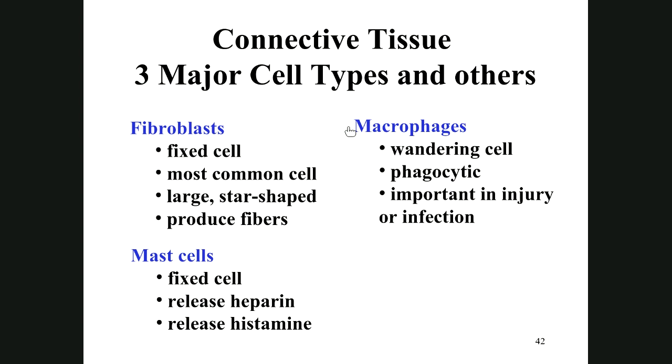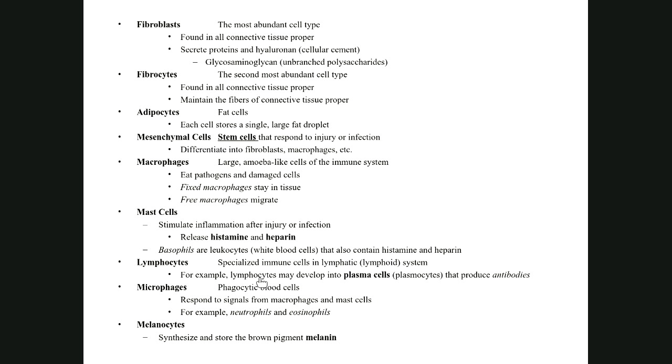The three major cells of the connective tissue are the fibroblasts. There are many, right? But you can see here there's many. There are fibroblasts, fibrocyte, adipocyte, mesenchymal stem cell, macrophage, lymphocyte, microphage like neutrophil, melanocyte, particularly in the skin, that creates melanin. Okay, in fact, here you go.